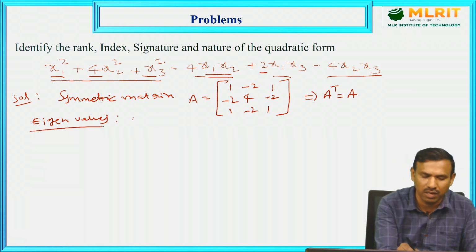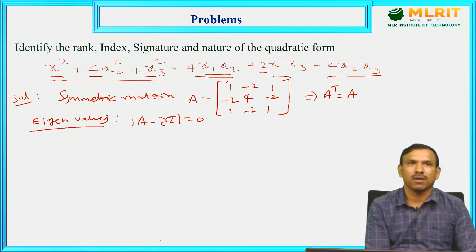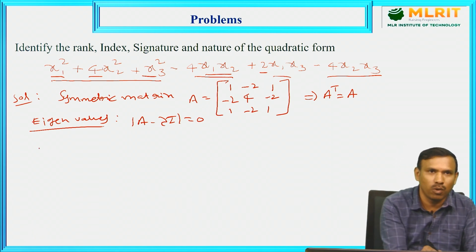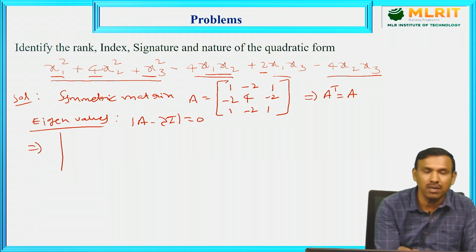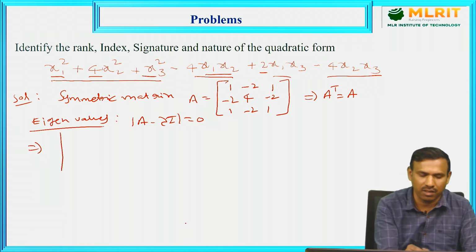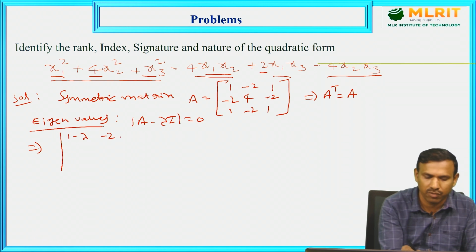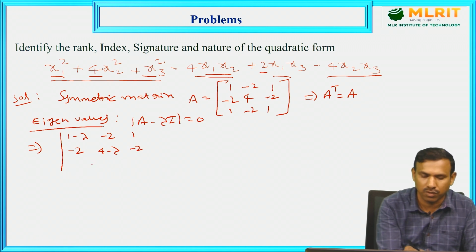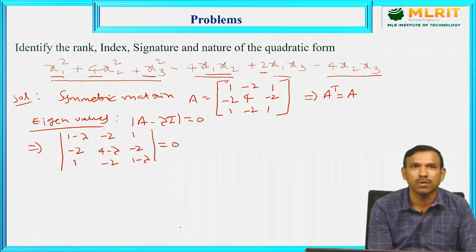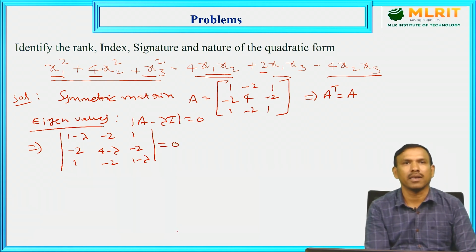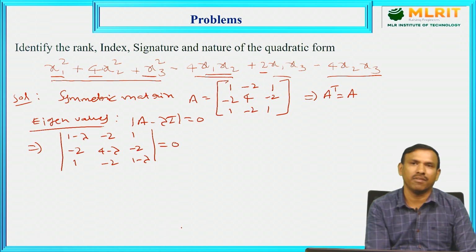What is the characteristic equation of A? Det of A minus lambda is equal to 0. That is a cubic characteristic equation for the given matrix A. Then we know how to do it. It is a determinant: subtract lambda from the principal diagonal elements, that is 1 minus lambda, minus 2, 1; minus 2, 4 minus lambda, minus 2; 1, minus 2, 1 minus lambda. Subtract lambda from the principal diagonal, the remaining elements are as usual. We discussed this clearly in the eigenvalues and eigenvectors videos, right?